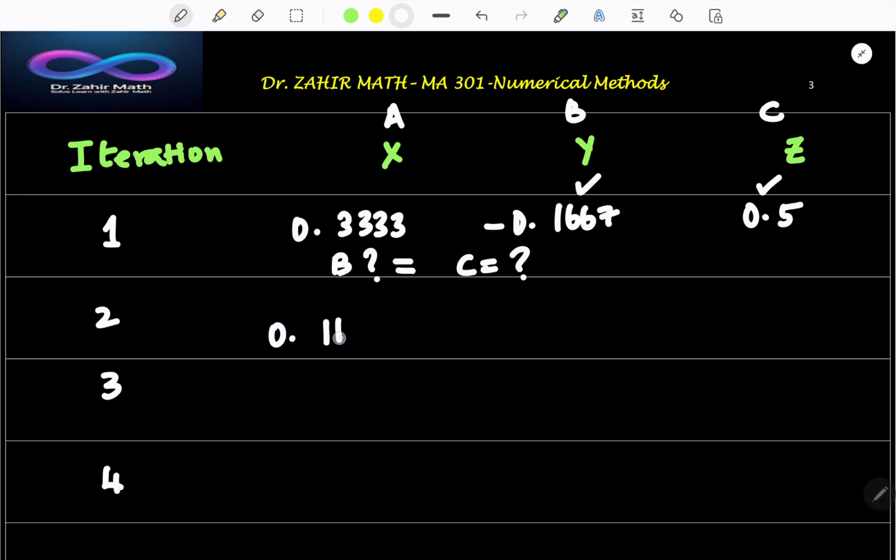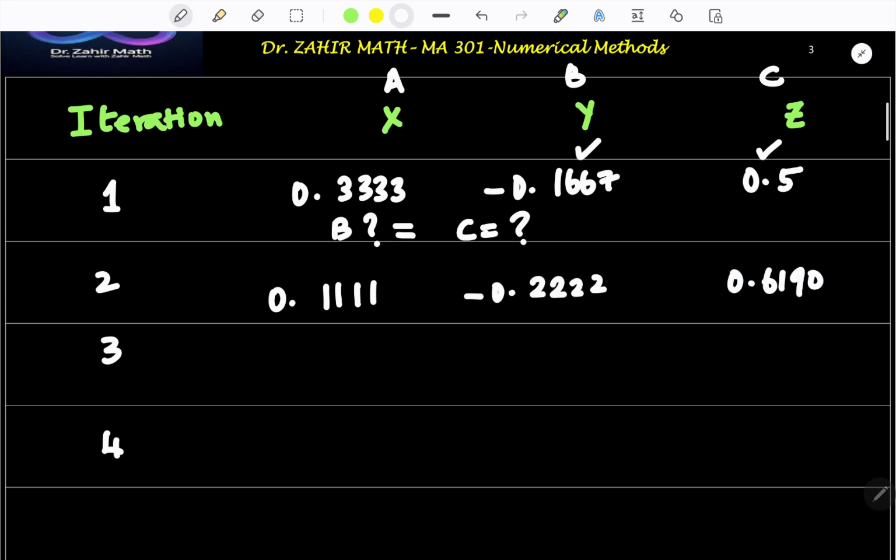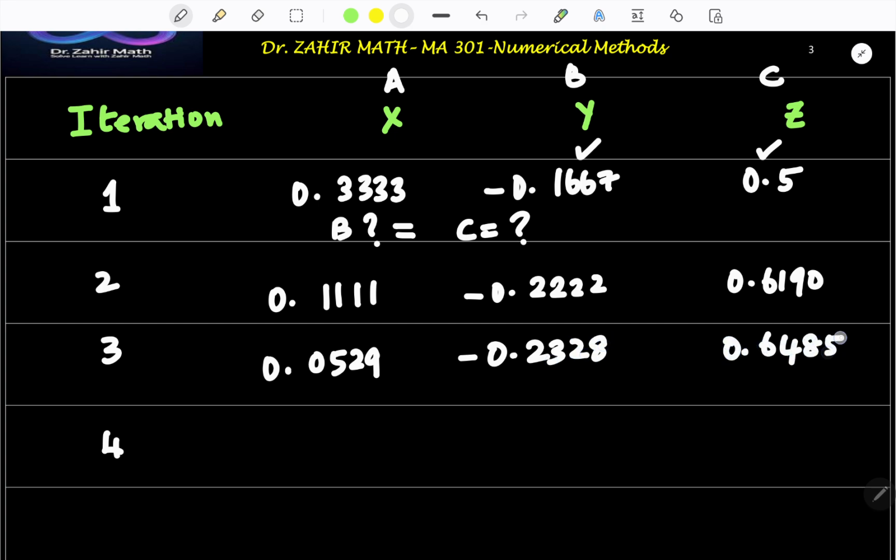So 0.1111 and you will get negative 0.2222 and 0.6190. Again press equal, B question mark, press equal, C question mark, press equal. You will get 0.0529 and negative 0.2328 and then 0.6485. Again press equal, B question mark, press equal, C question mark, press equal.